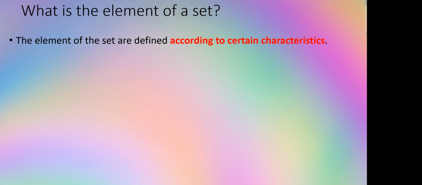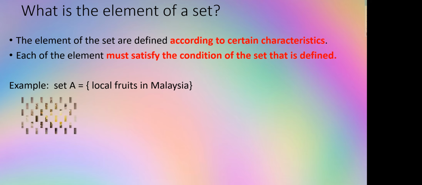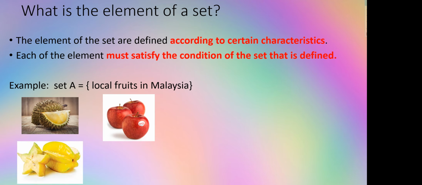When we are talking about the elements, actually we define them according to a certain characteristic. Each of the elements must satisfy the condition of the set that is defined. For example, set A, local fruit in Malaysia. If I give you some fruits shown here, the first one is durian, the second one is the apple, the third is the star fruit, and the fourth is the grapes. By using these four diagrams, can you tell me which one is a local fruit in Malaysia?